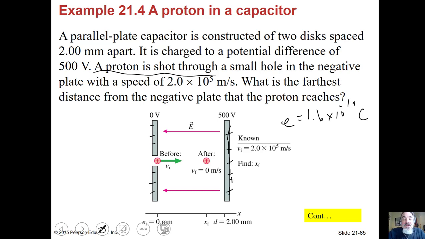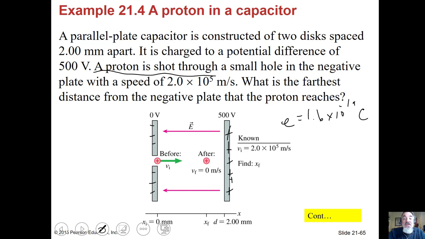Okay, so a positive charge shot through there doesn't want to go to the positive plate, so it starts slowing down. So the electric field is slowing it down, as you can see from the picture there. We want to know what is the farthest distance from the negative plate that a proton reaches.